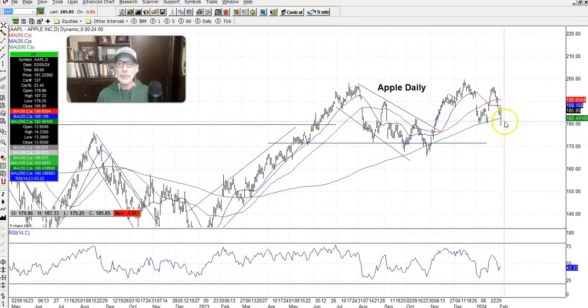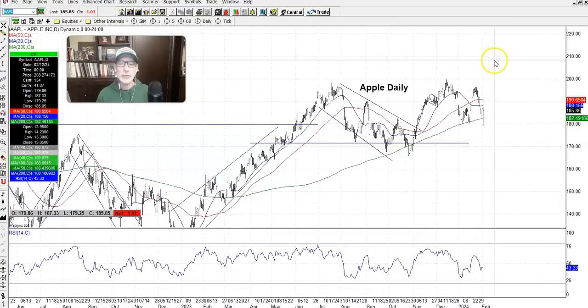So Apple, keep an eye on it here. This could have been the last chance to get in right around 180 before Apple's going to start hitting new highs somewhere down the road. So use the moving averages as your timing patterns.